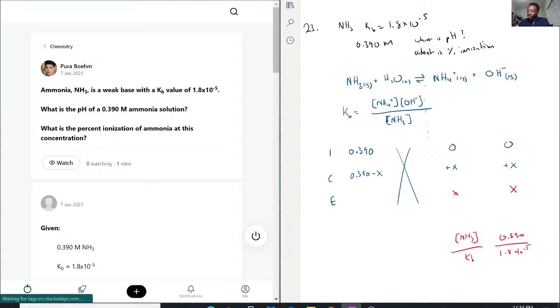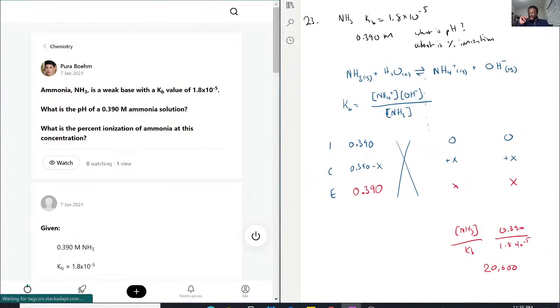Oh wow, that's way above. In fact, we reach over 20,000 times bigger. With that being said, we just save ourselves some work, and we can just say this is pretty much 0.390 for the equilibrium. Why does this save us the effort? Because now when we rewrite our equation, we just have Kb is equal to x squared over 0.390. Allow us to avoid the quadratic equation, and all we're doing is just multiplying now the concentration with the Kb and square rooting it.